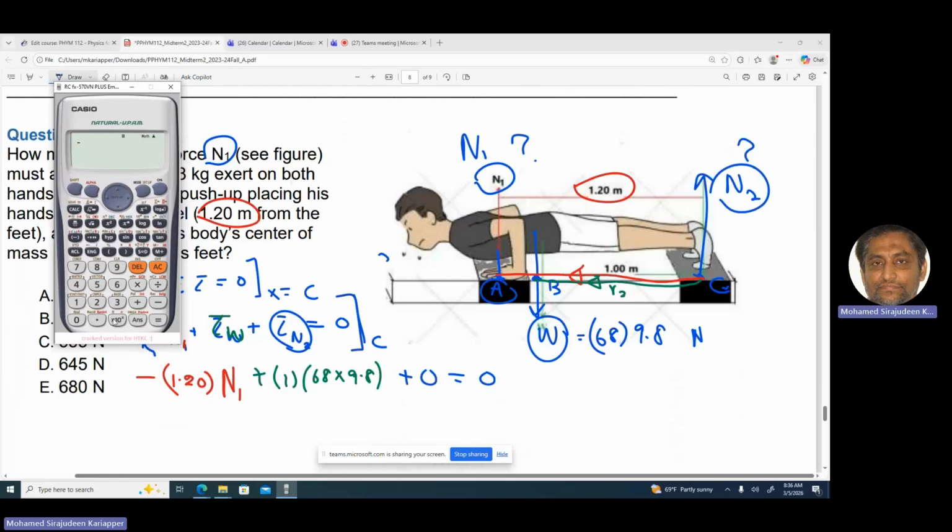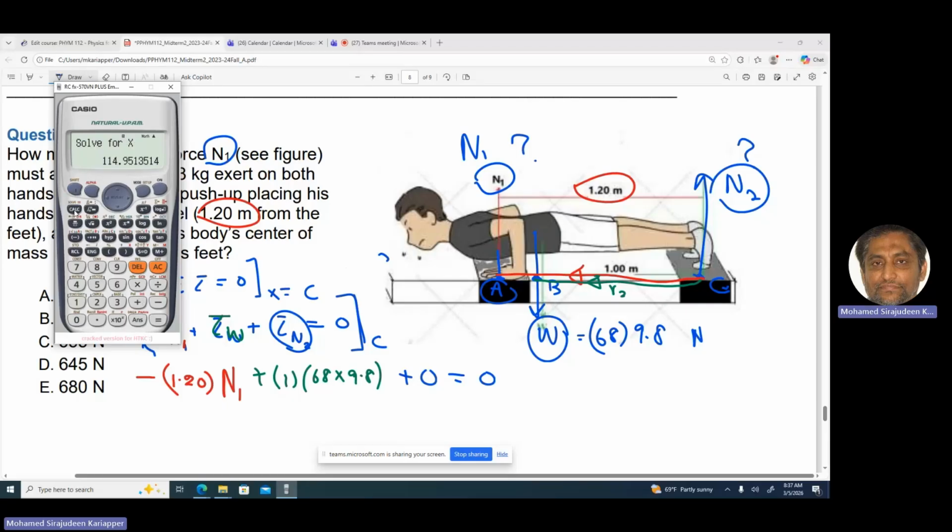Okay, I use this negative 1.2 multiplied by, what do you do now? Unknown, X, plus, then I have to put the 68 multiplied by 9.8. That's it, equal, I don't have to write the 0, that's unnecessary, equal to 0. You don't need to do any moving things around. Just tell the calculator, solve it for me.